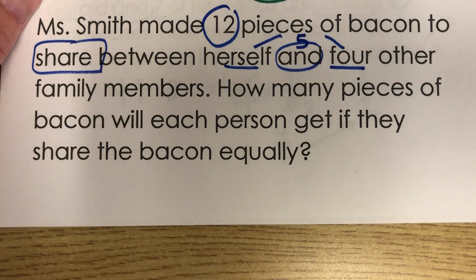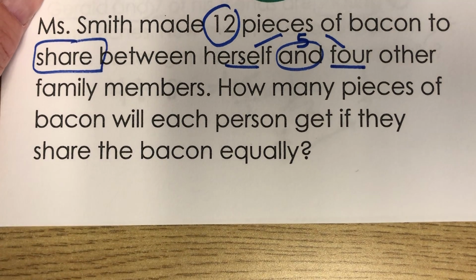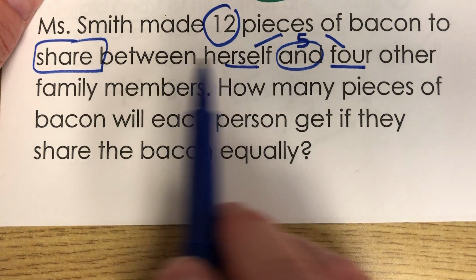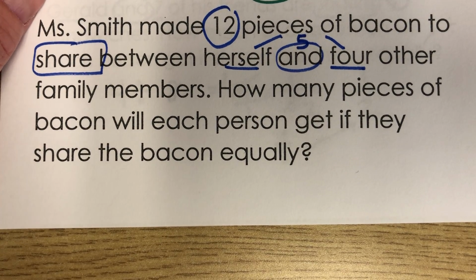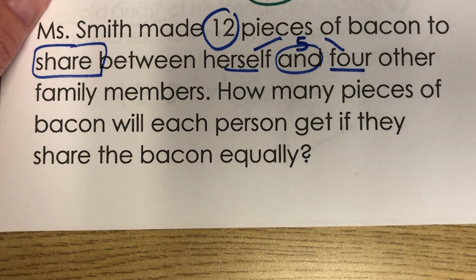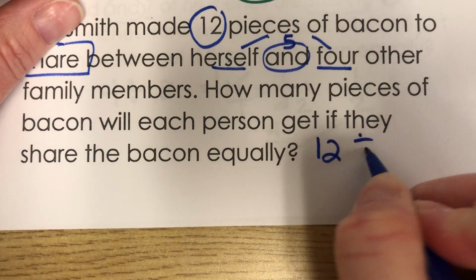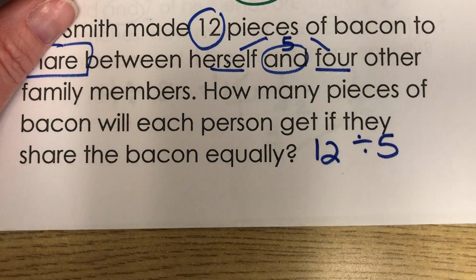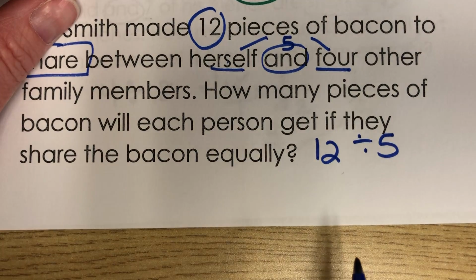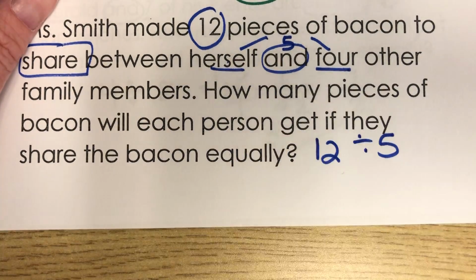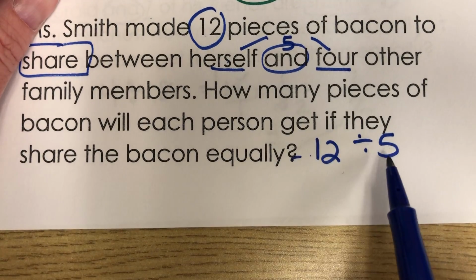This is division, right? Equal sharing is division. What are they sharing? Are they sharing bacon or are they sharing people? They are sharing the bacon. And how much bacon is there? There's 12 pieces of bacon. So you should take 12 divided by 5, not 5 divided by 12. You're not dividing the people by the bacon. The bacon isn't going to eat the people, okay? The people are going to eat the bacon.